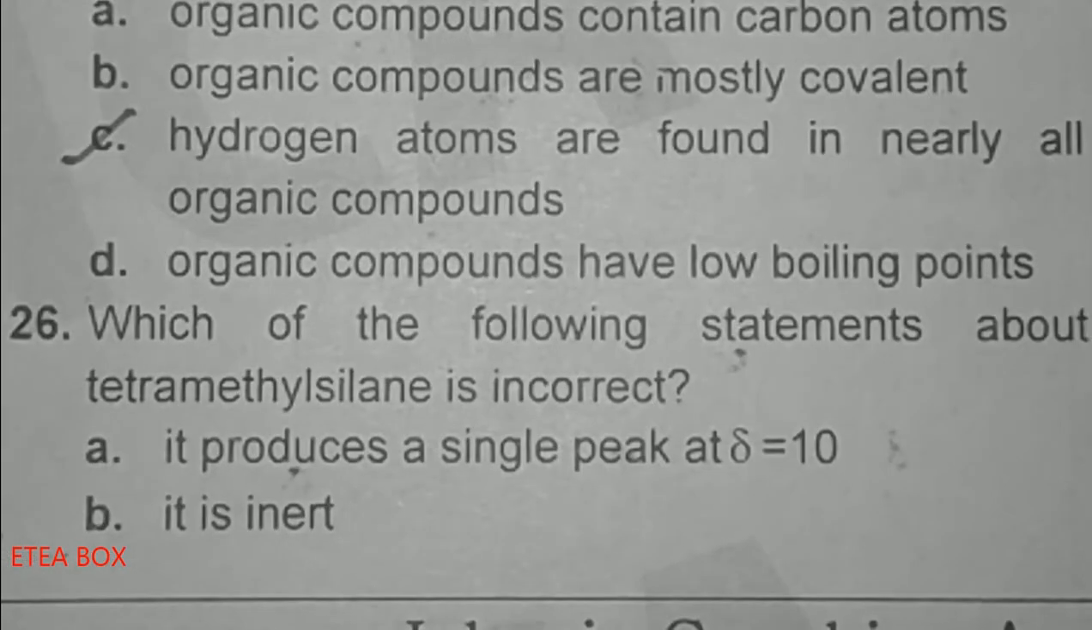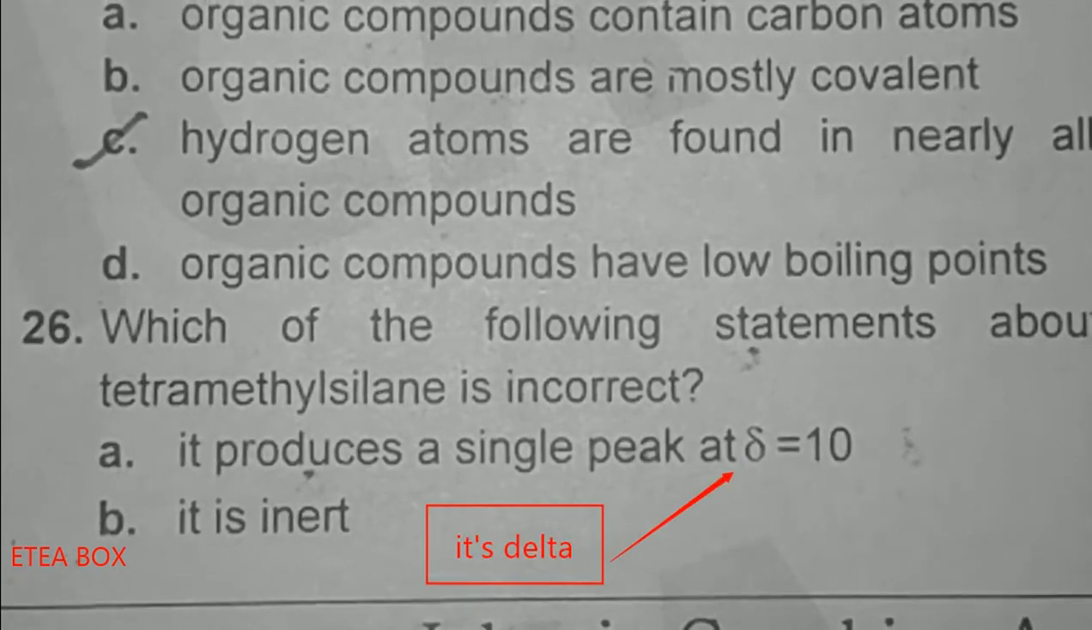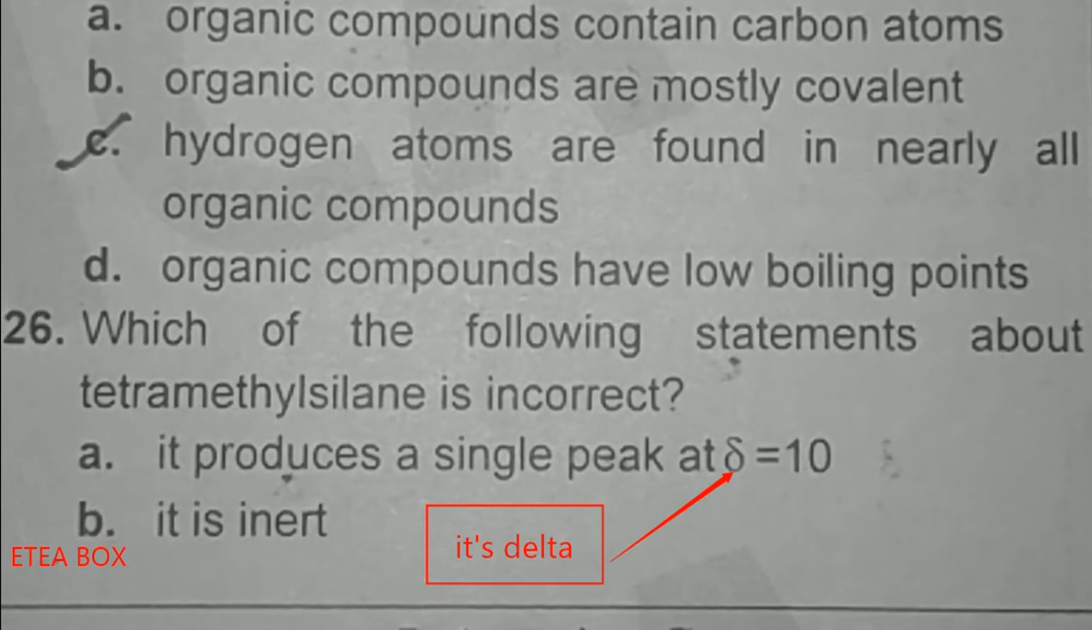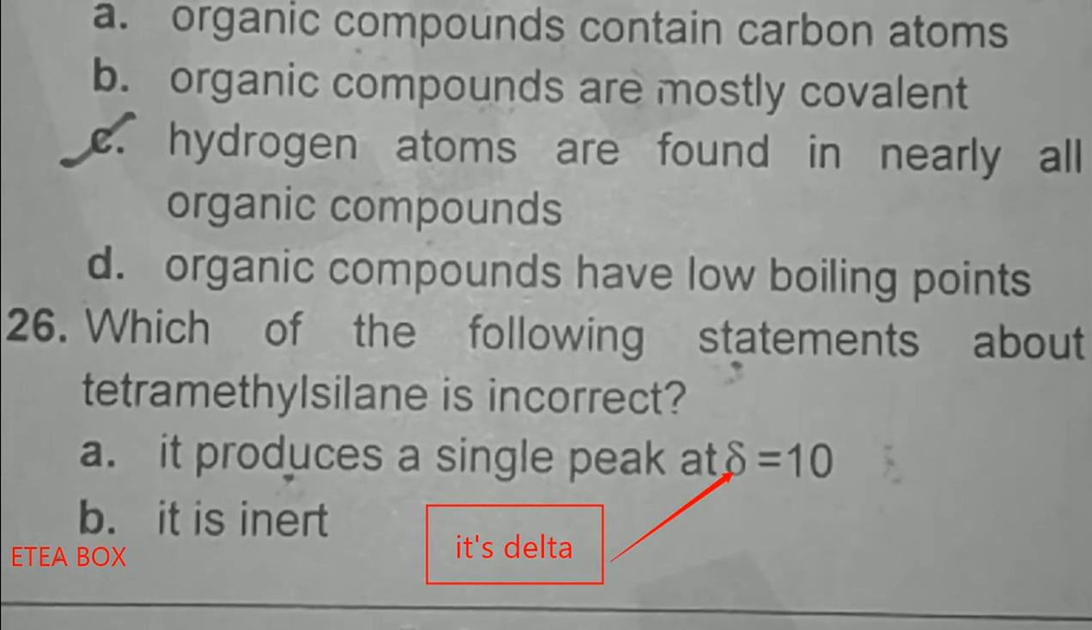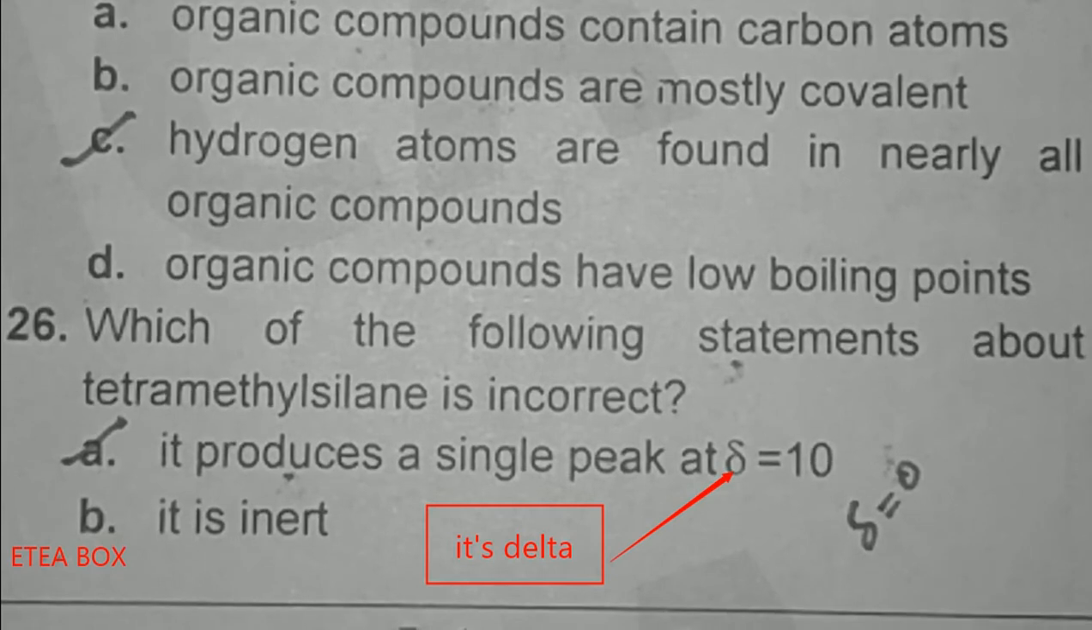Which of the following statements about trimethylsilane is incorrect? Option A: it produces a single peak at sigma equal to 10. So this one is incorrect, because when sigma is equal to 0, it produces a single peak. So option A is the incorrect one.